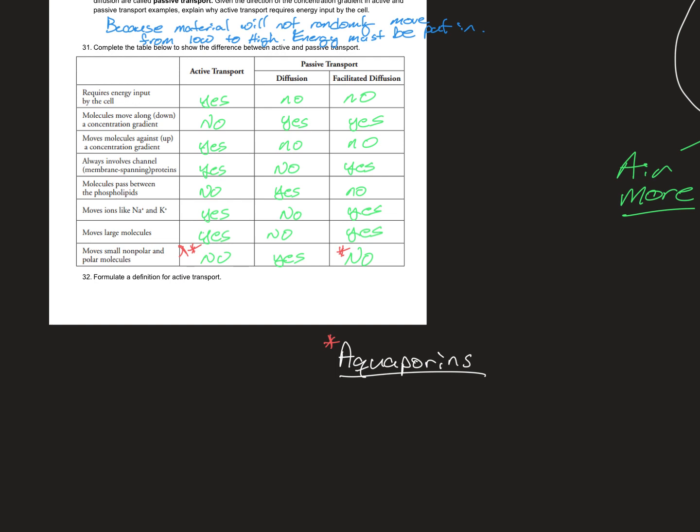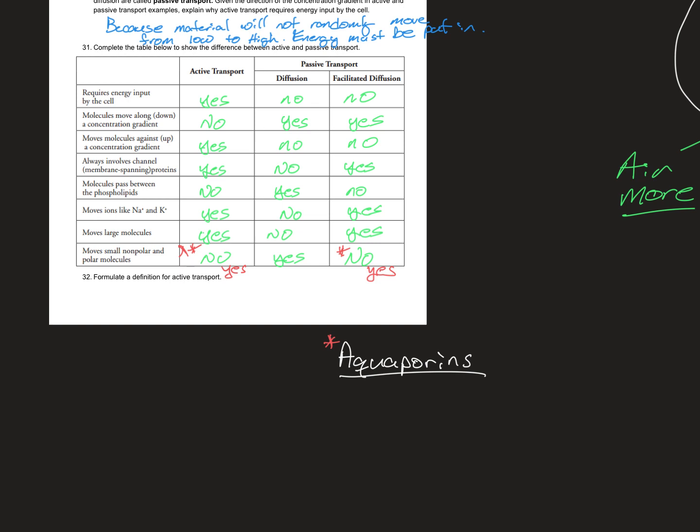And even though they're small and non-polar, I'm not sure if I can think of any examples of small non-polar molecules or polar molecules. Well, actually, no, I can. So this is definitely a yes here as well. So the best answer would be yes and yes, though I can understand why people would say no, because aquaporins would be an example of a facilitated diffusion moving water, which is small and polar.